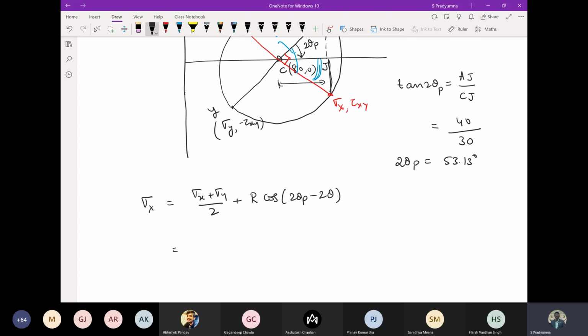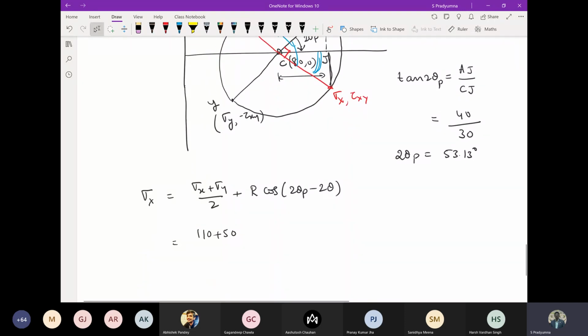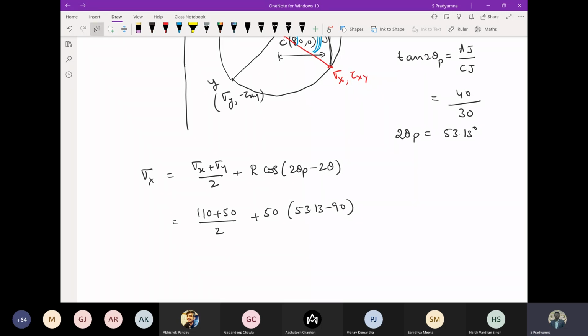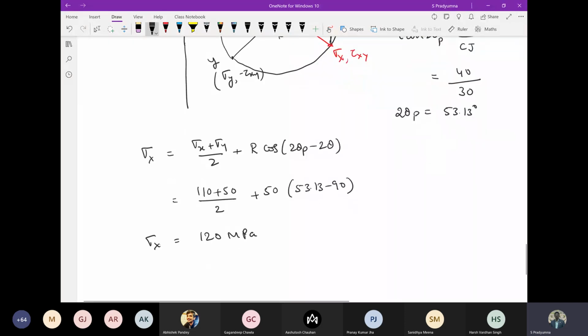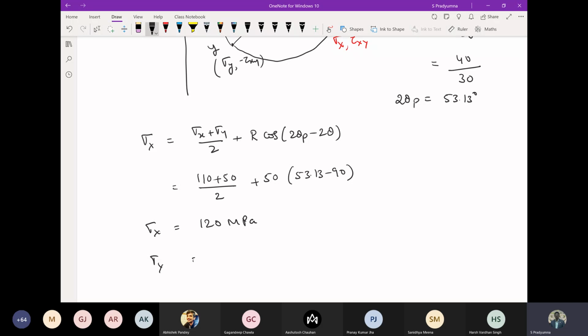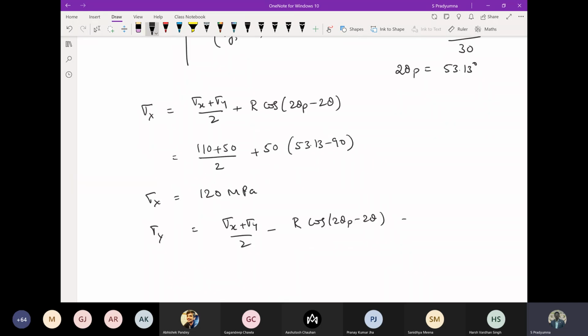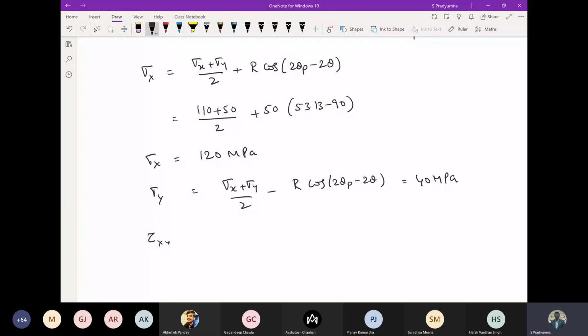So this is equal to 110 plus, you can measure from here by using the scale. Also, you can measure if you are drawing it to scale. Plus R is 50 times cos of (2 theta p, 53.13, minus 90). So I can easily get the value of sigma capital X is equal to 120 megapascal, and similarly I can use sigma y is equal to (sigma x plus sigma y) by 2 minus r cos (2 theta p minus 2 theta). So that is equal to 40 megapascal, and tau xy is equal to what?